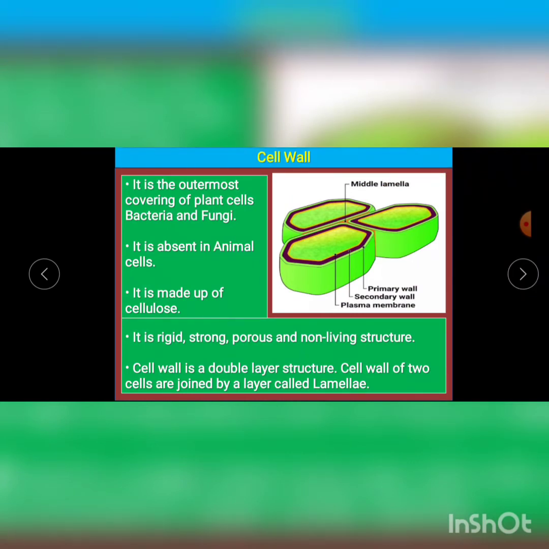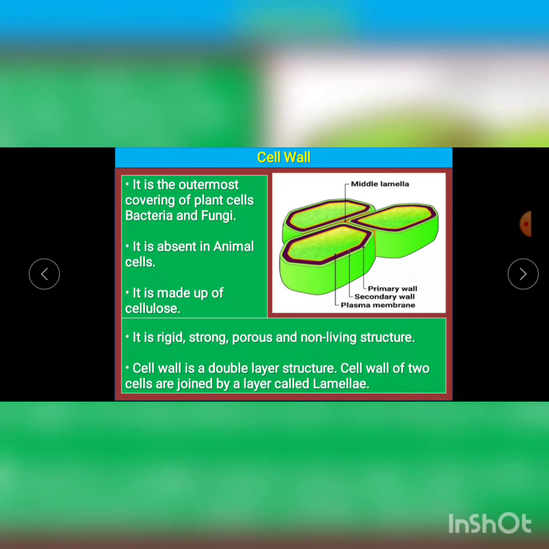Cell wall is present mainly in the plant cell and also in some bacteria and fungi, but it is absent in animal cells. The cell wall is the outermost covering of mainly the plant cell. The plant cell also has a plasma membrane, like you can see in the picture, this inner orange colored one is the plasma membrane.